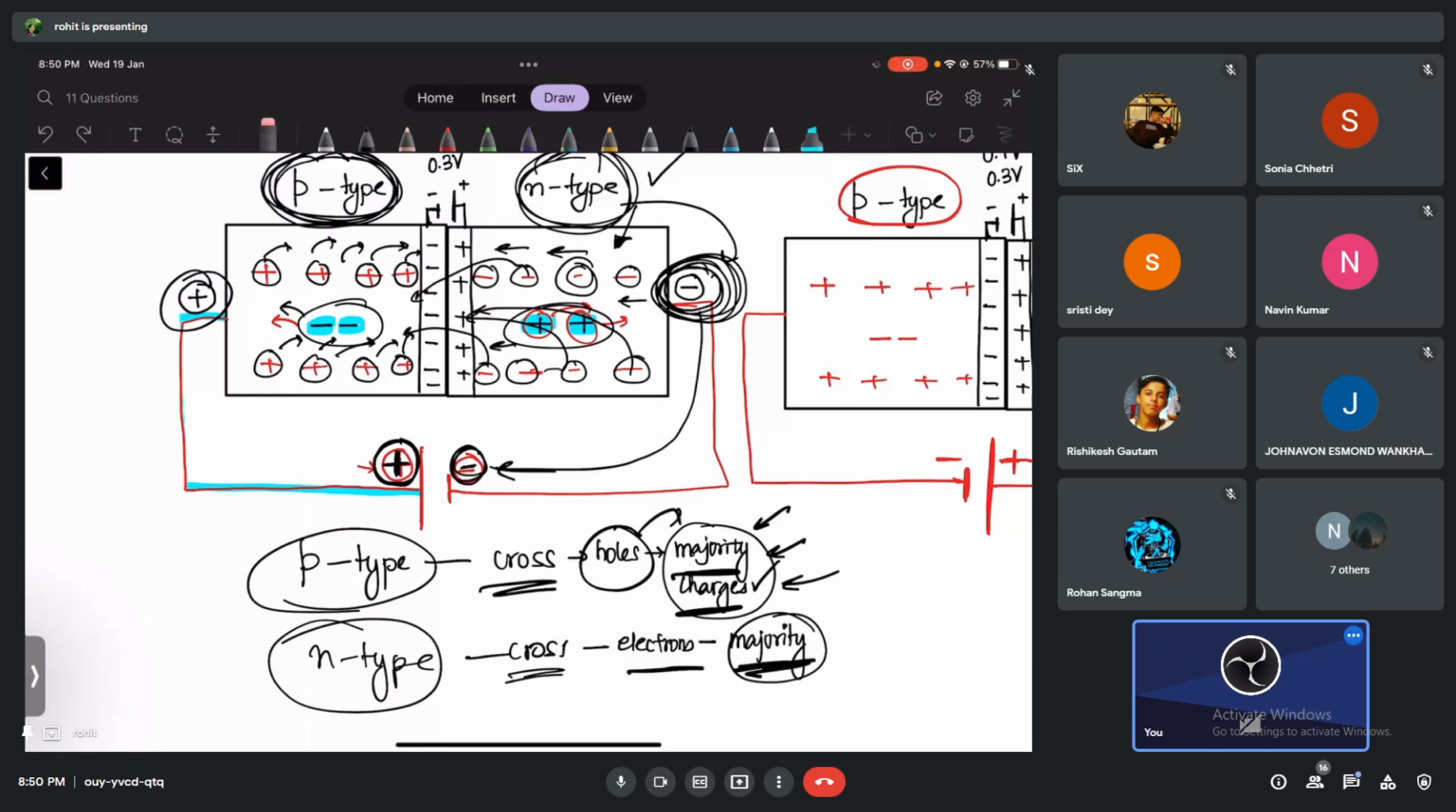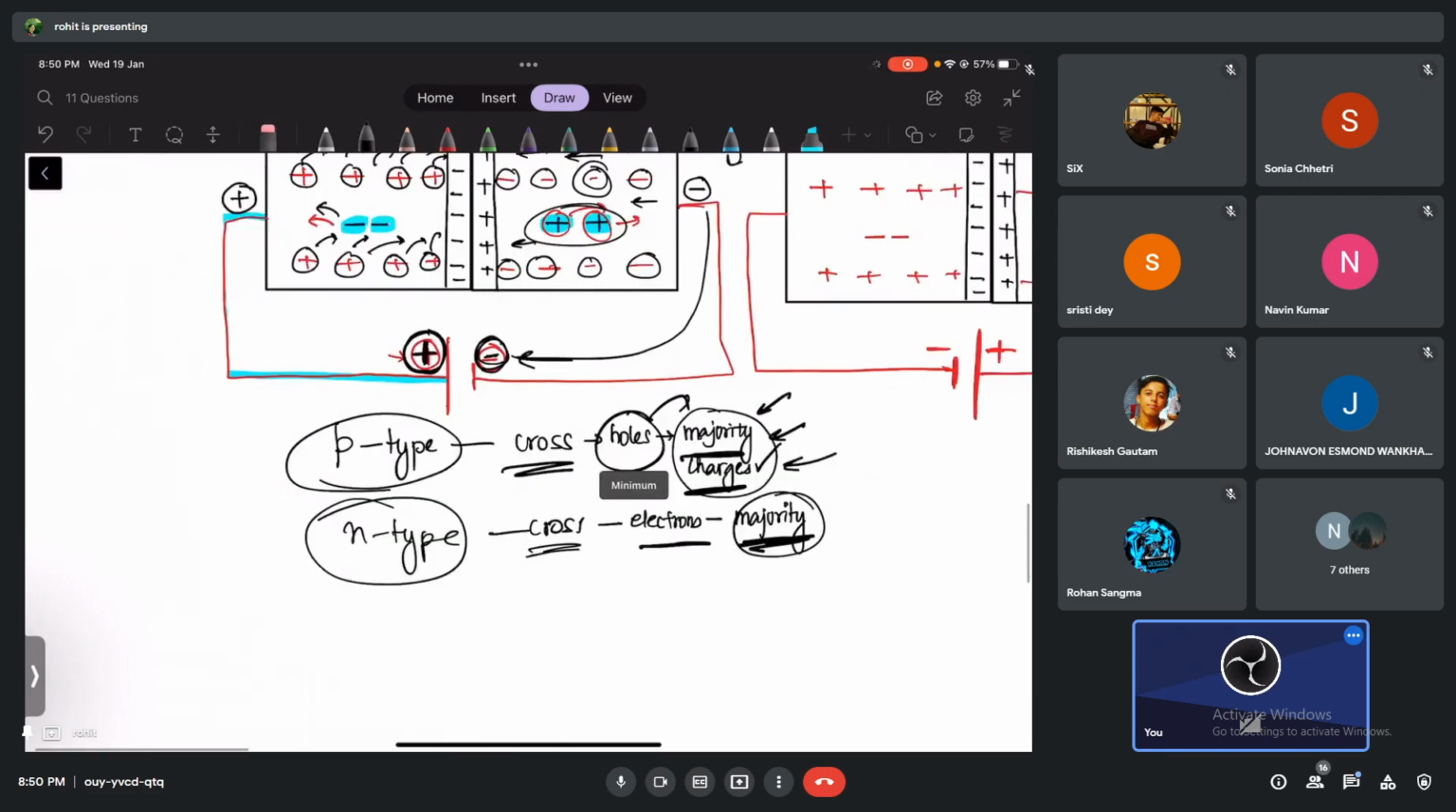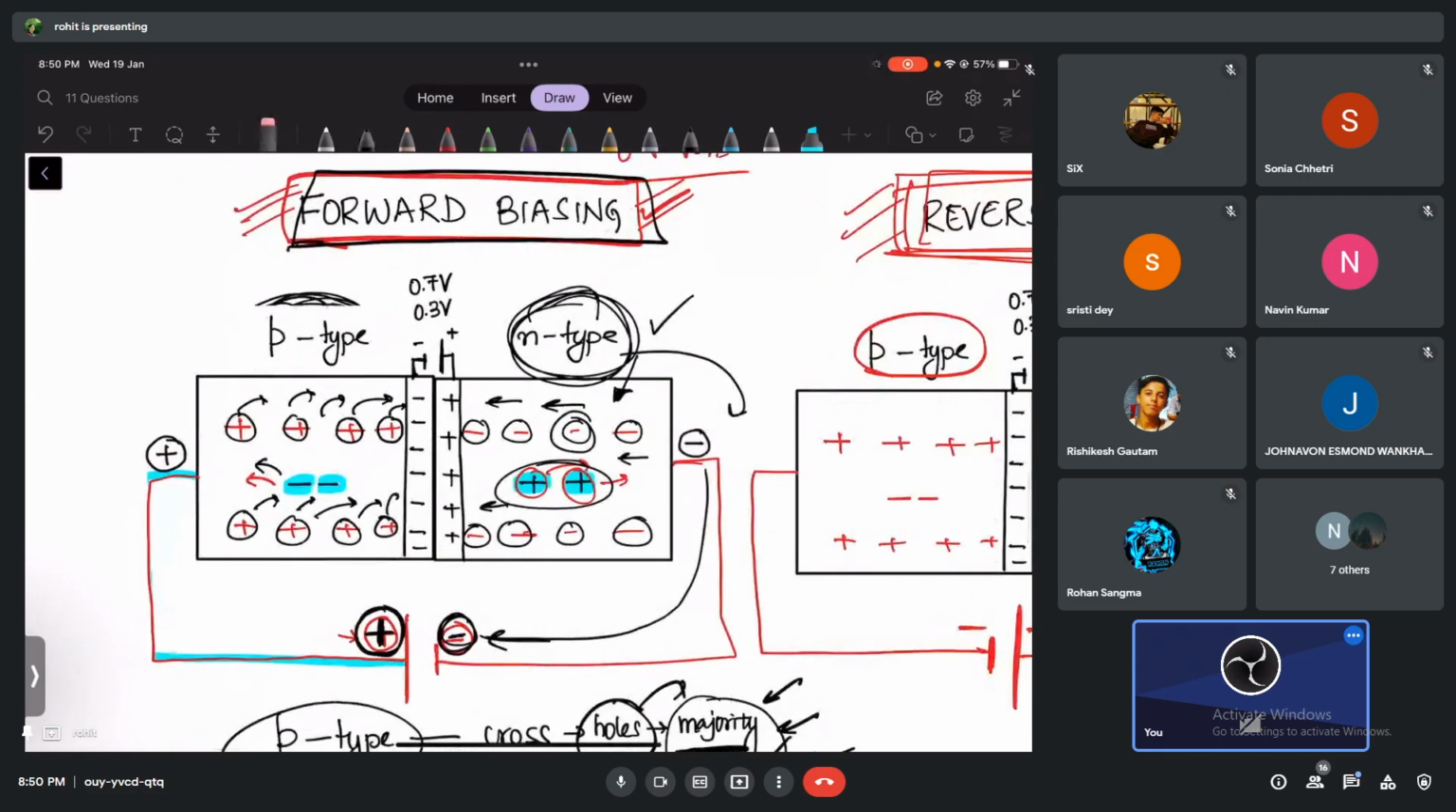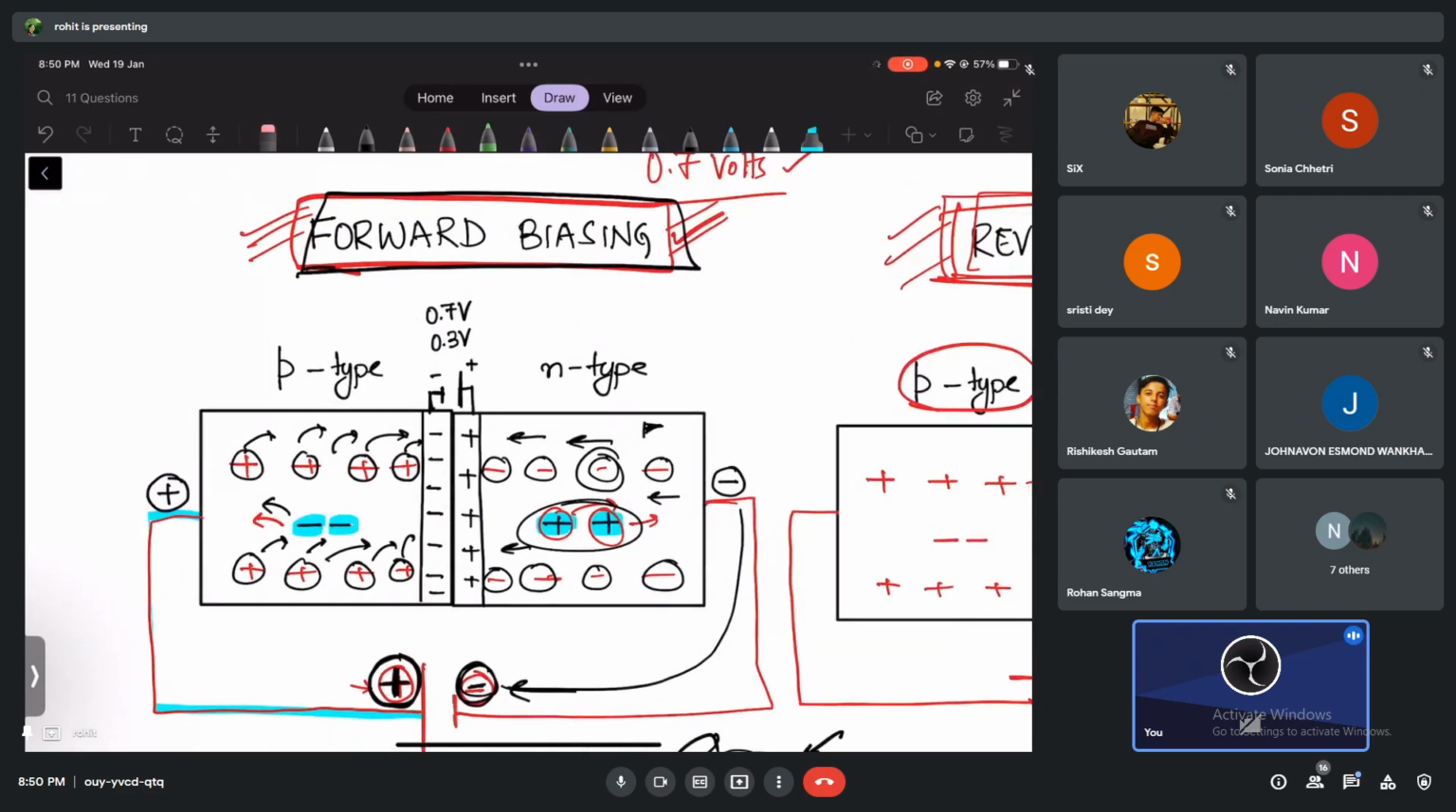Now check, why am I speaking like that and what is the advantage of whatever I am saying? Look at this. In this diagram, tell me, do you agree the holes are moving to the right or not? Yes, sir. Holes are moving where, guys? To the right. Holes are positive charges.